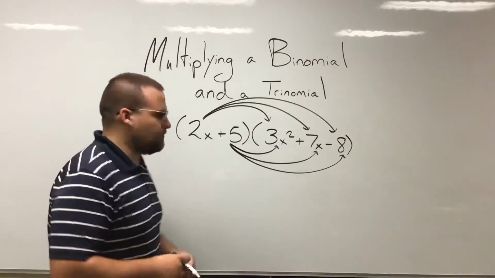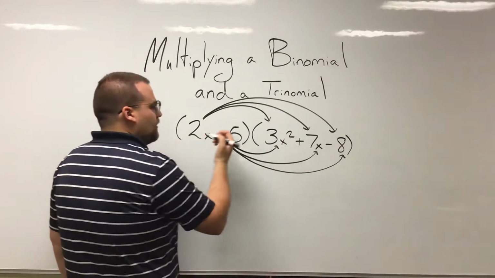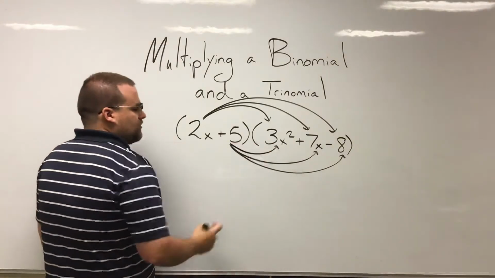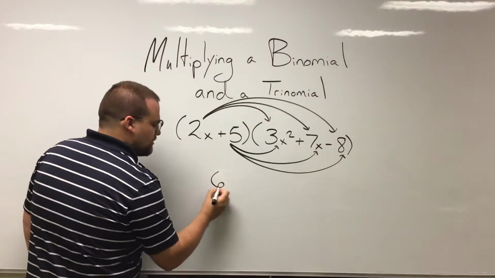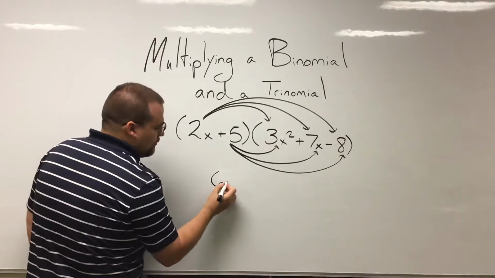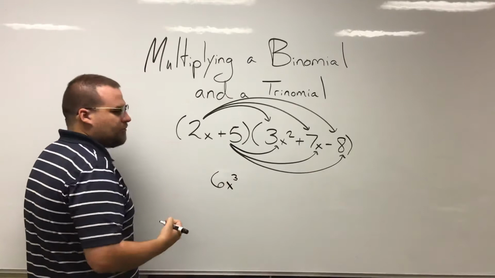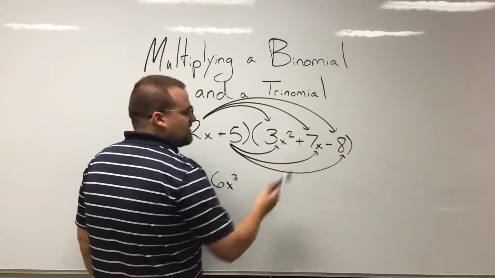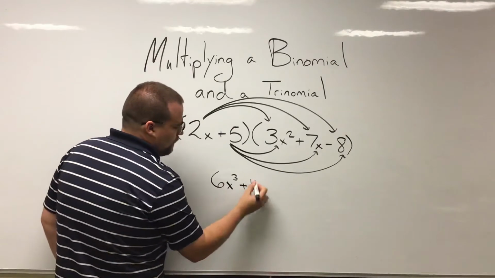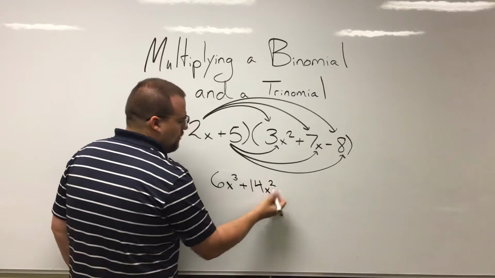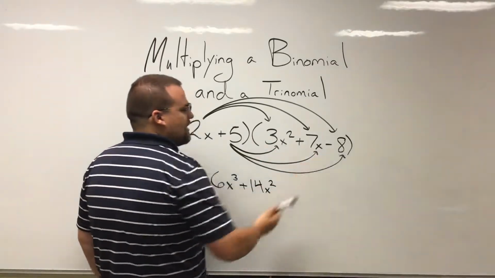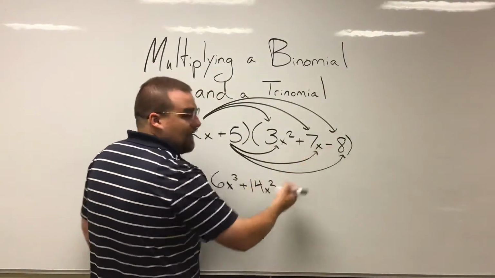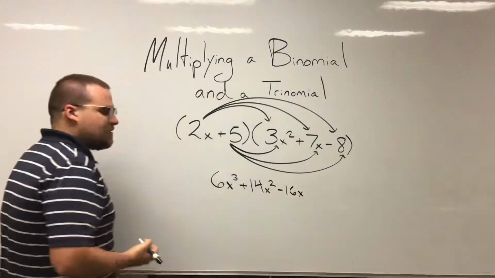So let's see exactly how this is going to work. Let's get some practice. The 2x is going to multiply our 3x squared. 2x times 3x squared, well, 2 times 3 is going to be 6. And then x times x squared gets us x to the 3rd. Then we need to multiply our 2x by our next number. 2x times 7x. Well, 2 times 7 is 14. x times x is x squared. And finally, 2x times negative 8. 2 times negative 8 is negative 16. And there's only one x here, so it's just going to stay x.